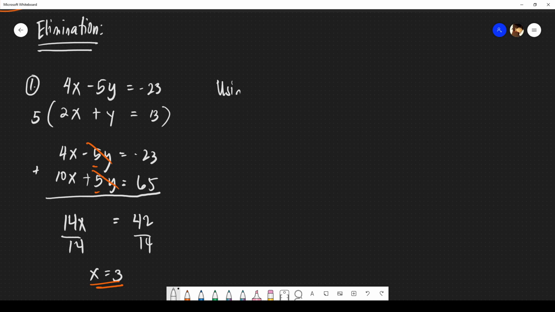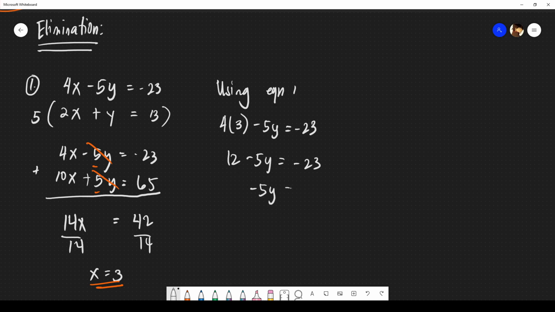In this case, I will substitute it in equation 1. So change x by 3. So 4 times x minus 5y is equal to negative 23. So 4 times 3, that is 12. Minus 5y is equal to negative 23. So negative 5y, isolate the value of y, and then you transpose 12 to the other side. So you will get negative 23, negative 12.